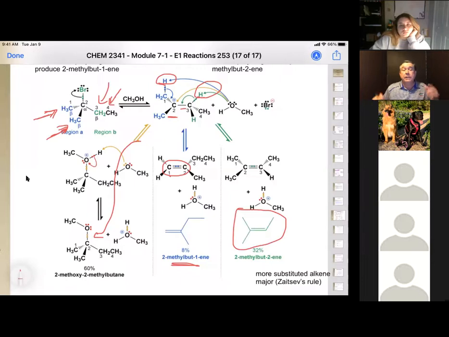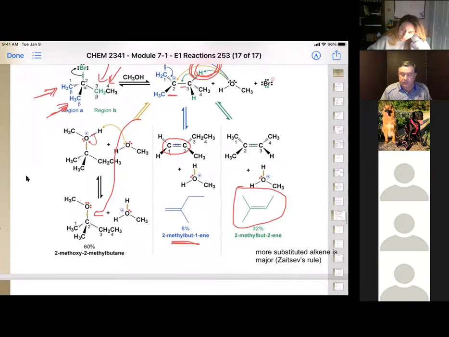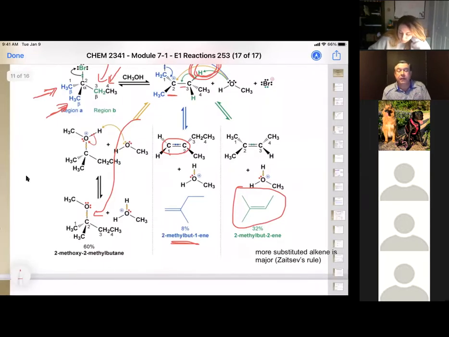Okay, so Zaitsev's rule tells us we're going to end up with the most substituted alkene because it's more stable. Okay, so what we're going to do is start looking for the beta hydrogen that will give you the more substituted alkene. Okay, so of the alkenes, the major product will always be the more substituted. And if we changed our base up here from methanol to something stronger, we can actually make more of the elimination product happen. Okay.